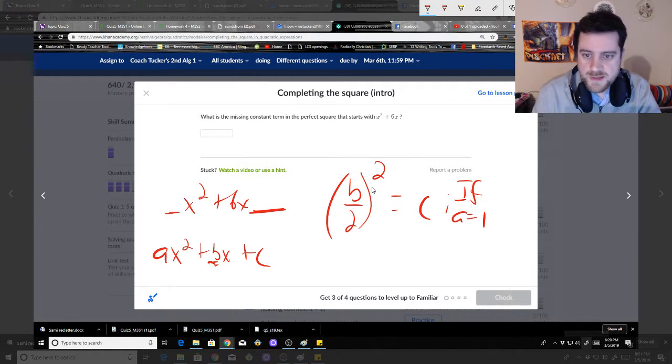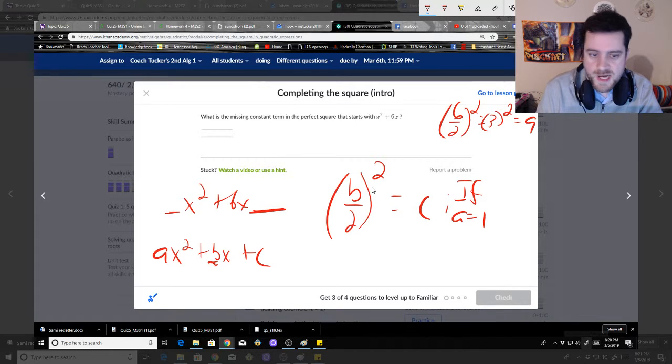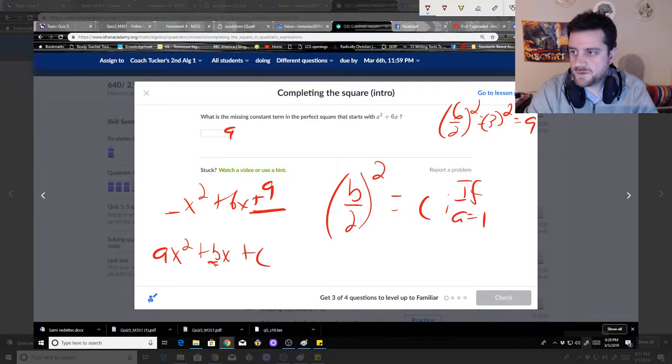So b is 6. Half of 6 is 3, and 3 squared is 9. So 9 is our answer.